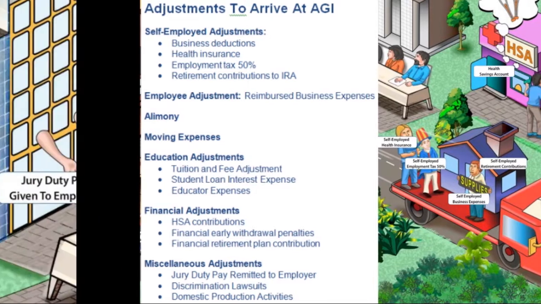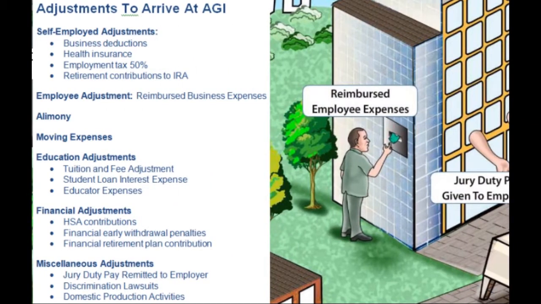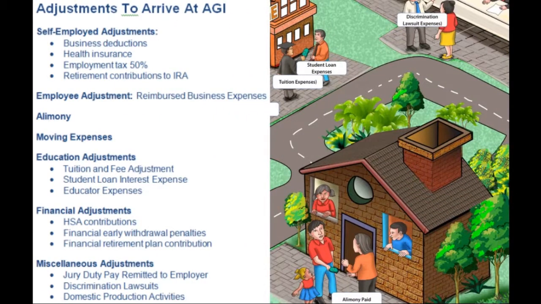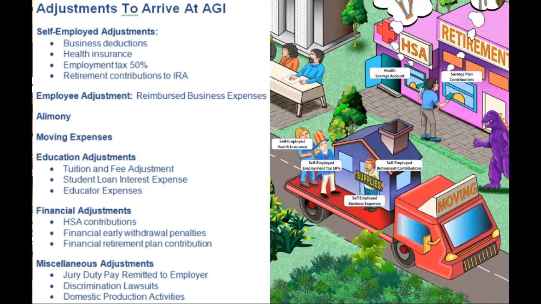Next category is employee adjustments. So reimbursed business expenses, potentially you can adjust out of your AGI. Alimony expenses. We've got a whole lesson on alimony. Alimony expenses can be an adjustment to arrive at AGI if they meet the criteria. So see the alimony lesson, you'll know that one for sure. Okay, moving expenses. Moving expenses is always tested on the exam. Very clear-cut description of what is allowed as an adjustment, what's not. So that's potential adjustment.